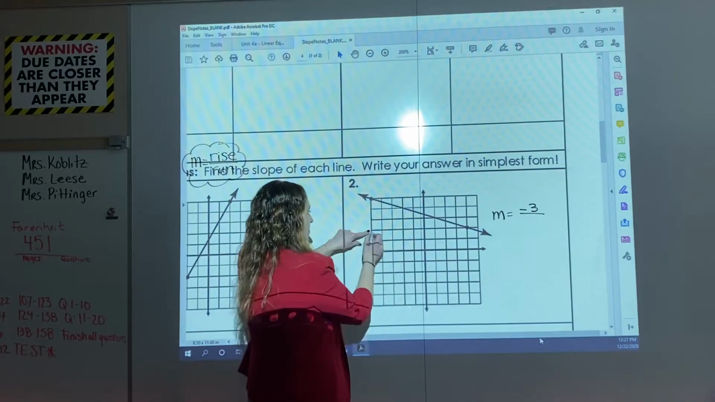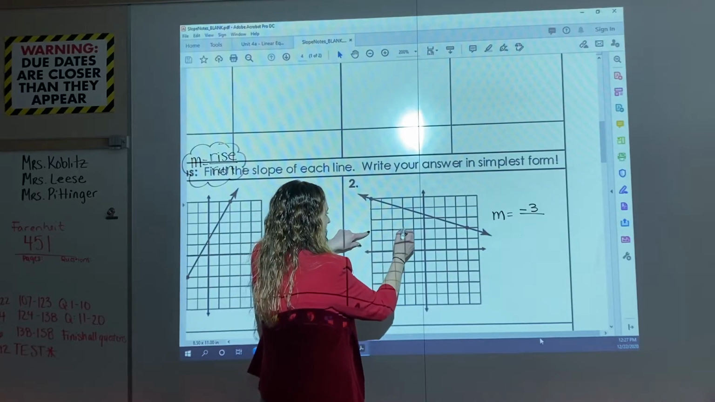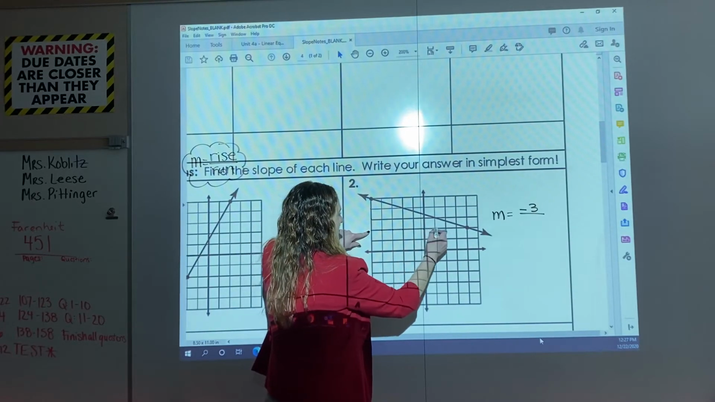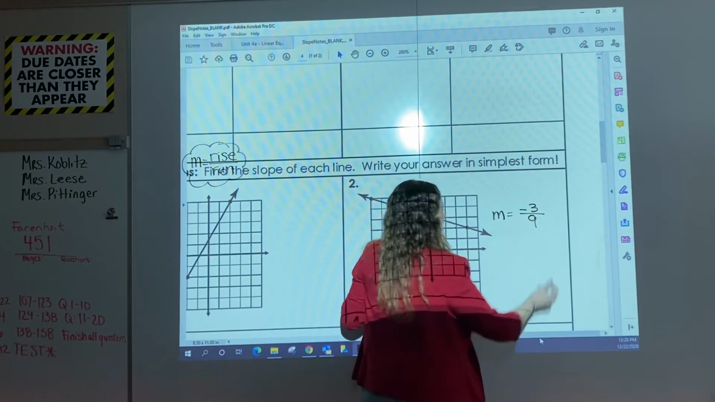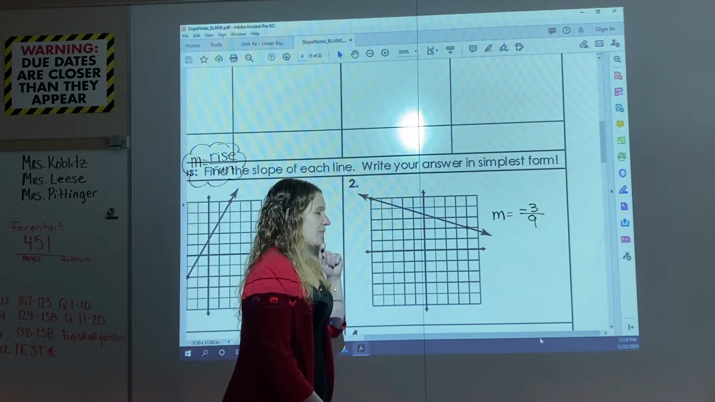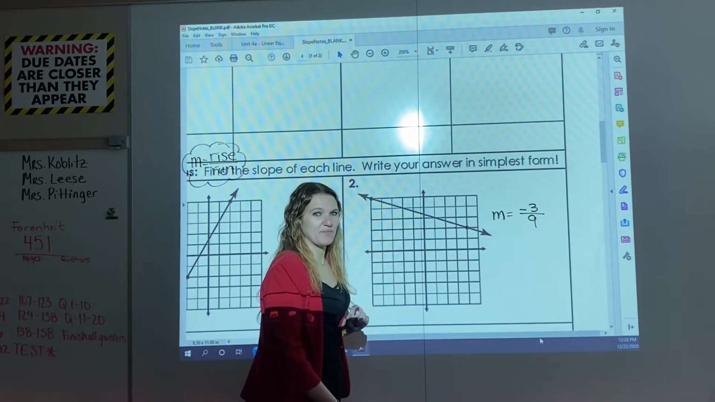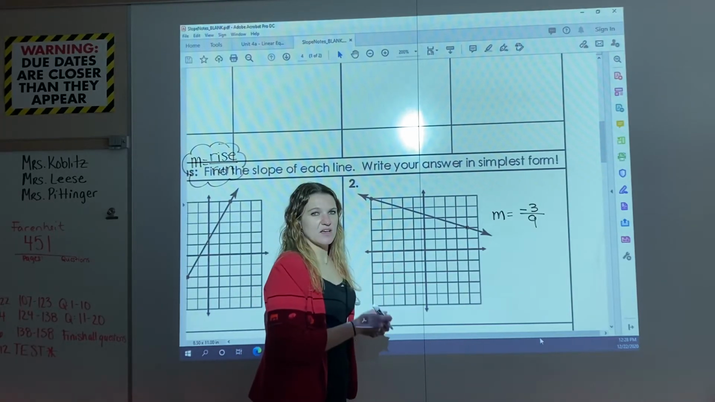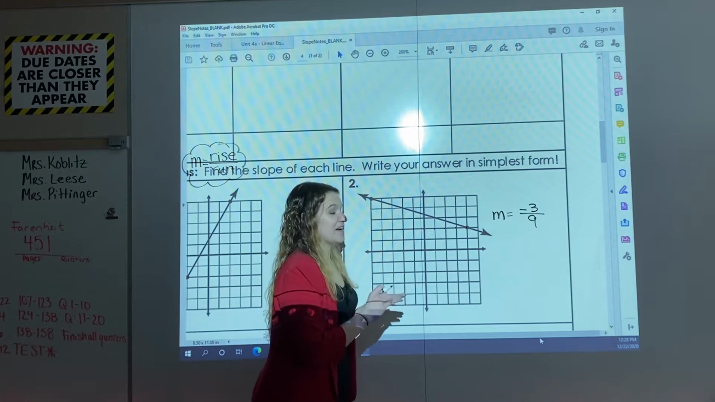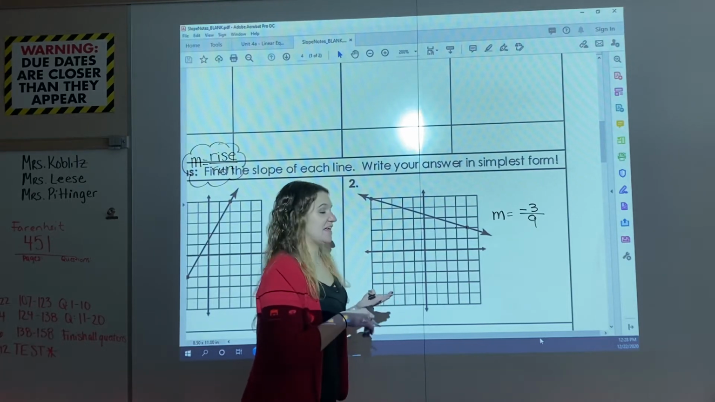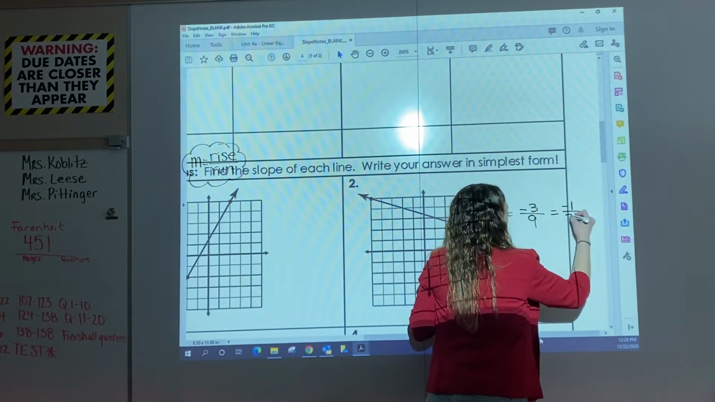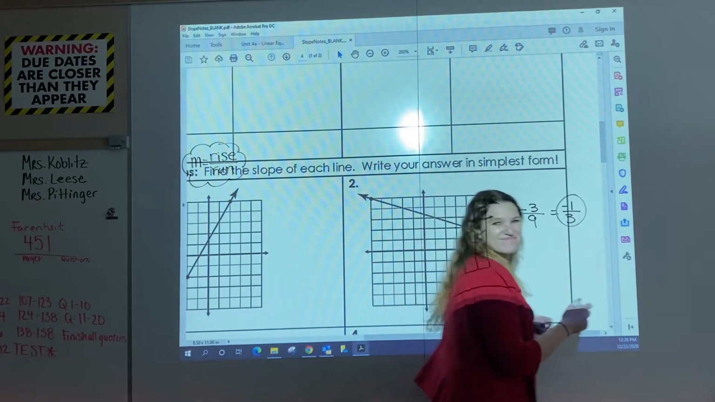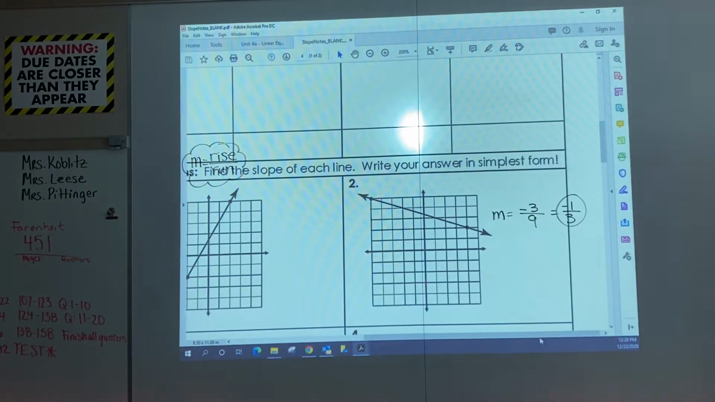Now we're gonna do our run. 1, 2, 3, 4, 5, 6, 7, 8, 9. All right. Now the only problem here is that is not in simplest form. So I need to take my calculator, put -3 over 9 in as a fraction, hit enter, and that should give me -1 over 3. Let's take a look at a couple more.